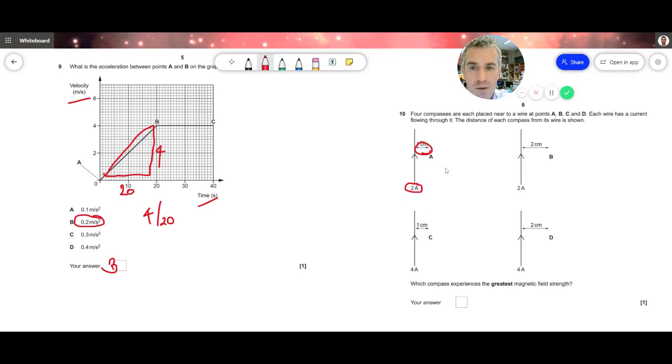That's 2 and 1. Not very much. It's 2 and 2. It's not very much. This one is 4 amps and at 1 centimeter. C. Highest current, closest to the wire. That one is the win.